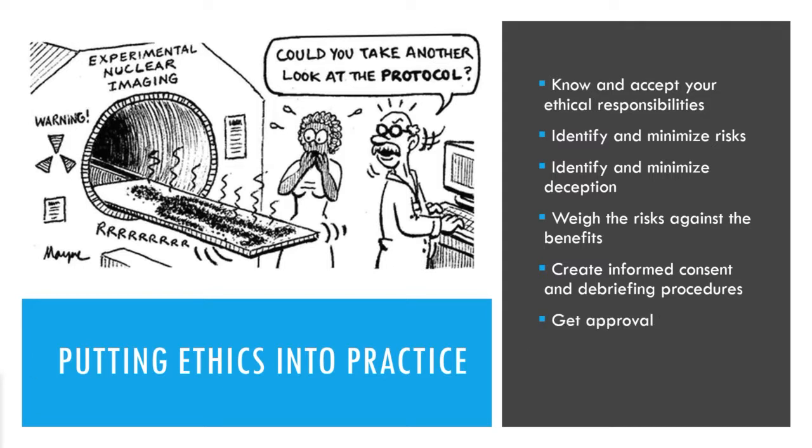Get approval. The next step is to get institutional approval for your research based on the specific policies and procedures at your institution or for your course. This will generally require writing a protocol that describes the purpose of the study, the research design and procedure, the risks and benefits, the steps taken to minimize risks, and the informed consent and debriefing procedures.